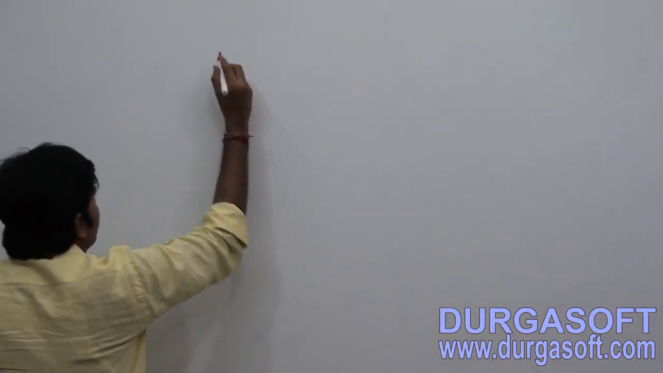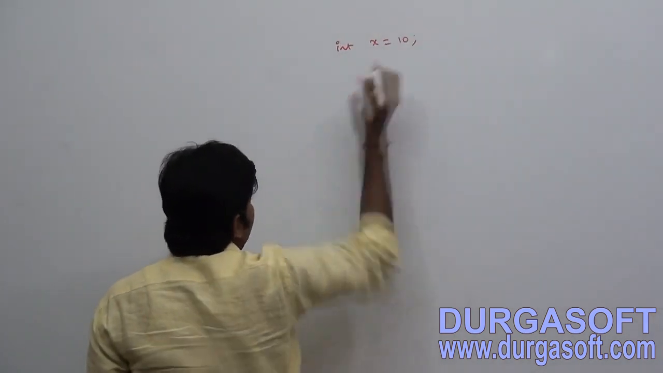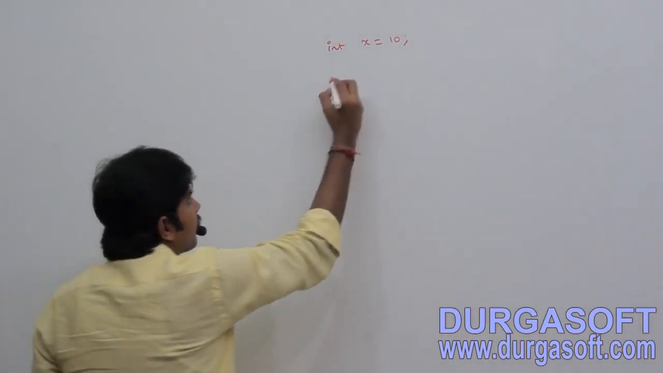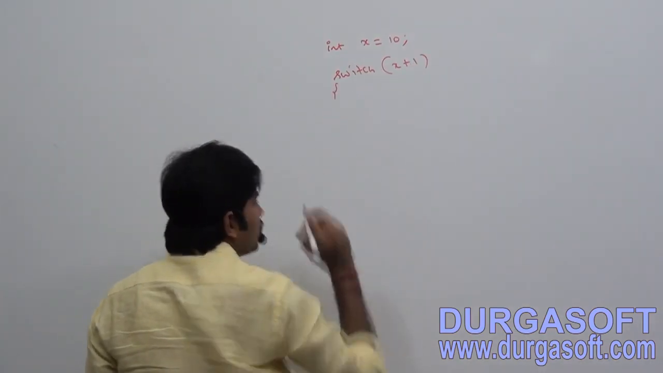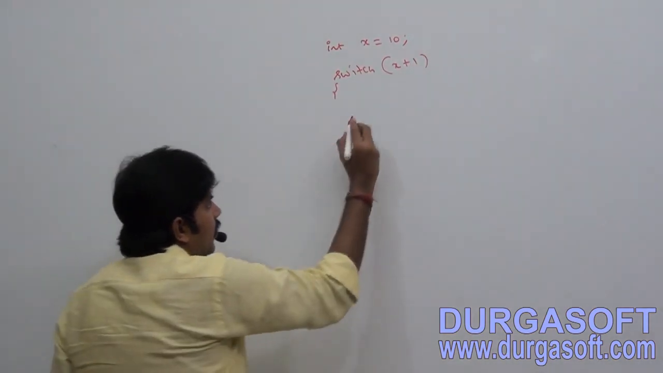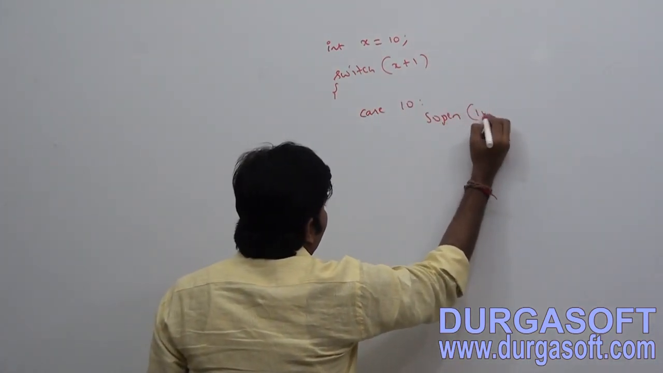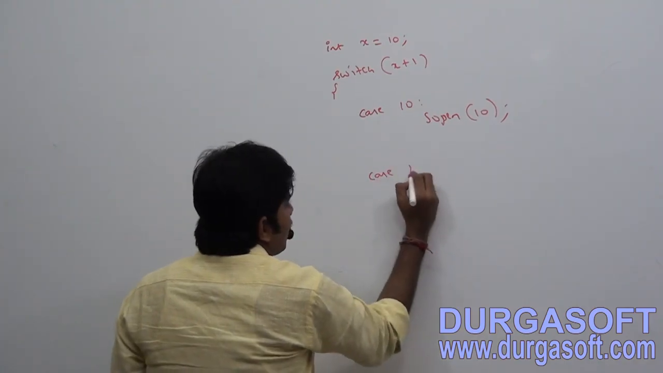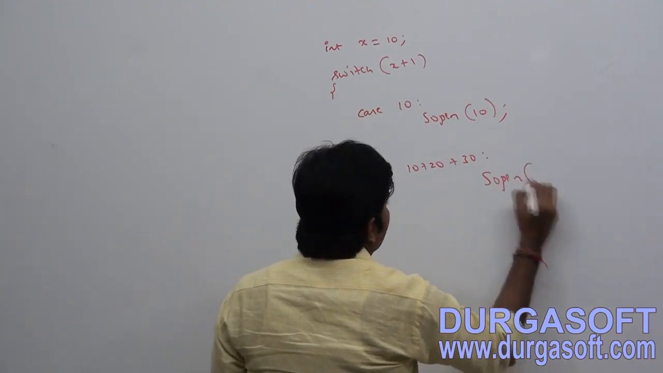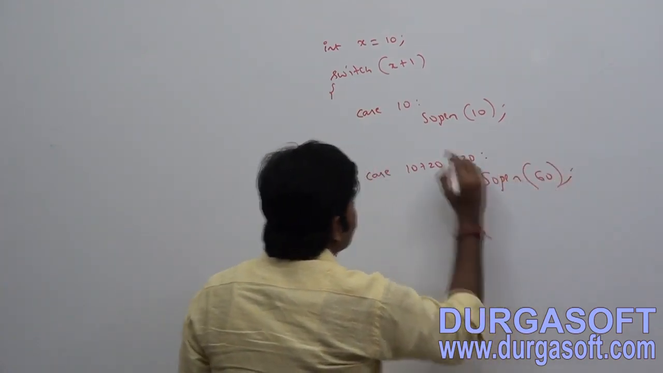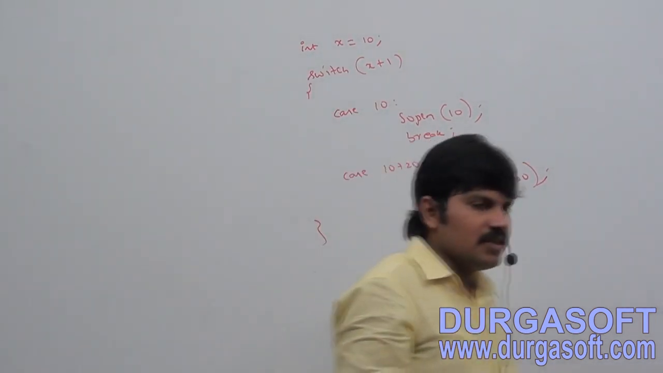Now listen to this point well. Here I am taking int x = 10, switch of x + 1. Now case 10 I am taking, System.out.println of 10. Then case 10 + 20 + 30, System.out.println 60 I am taking. Here break is also there. Sir, can you tell, is it valid or invalid?